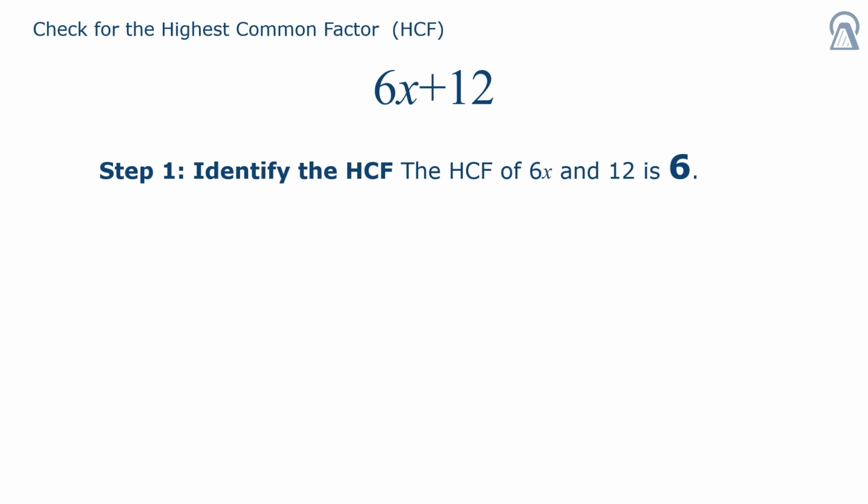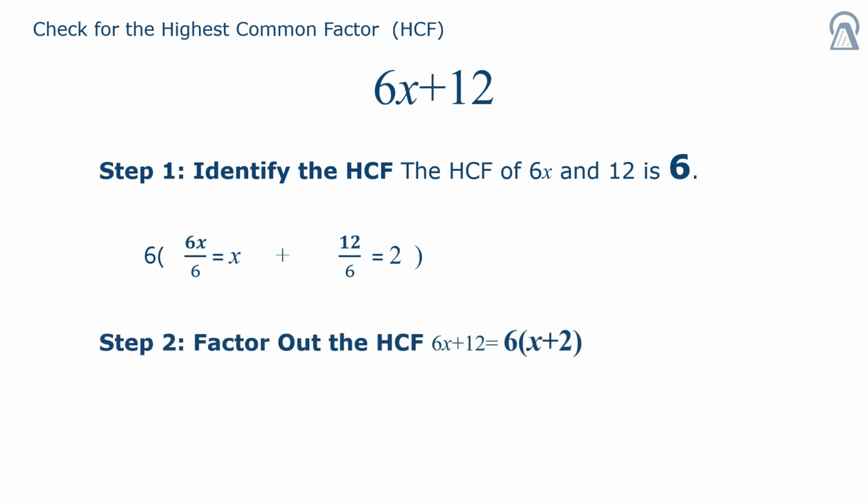Then we want to factor out that highest common factor. So we're going to place the 6 on the outside of a bracket, and then we're going to divide our terms by 6, and that will make the terms that go inside our bracket. So 6x divided by 6 is x, and 12 divided by 6 is 2. So by factoring out our 6, we simplify the expression to 6 bracket x plus 2 close bracket. That's simple, right? You can always check any factorized result by expanding your brackets again.